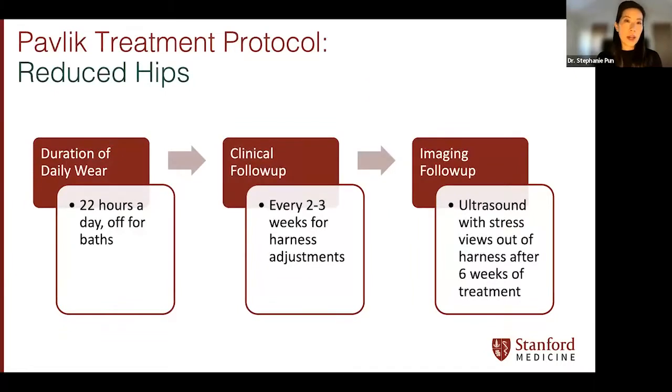The usage of a Pavlik harness differs depending on if the hip is reduced and stable or if you have an unstable hip that is dislocated. So for hips that are reduced, usually we use the Pavlik harness for about 22 hours a day, and we let the parents take off the Pavlik for bath time and for tummy time a couple of hours a day. We follow up every 2 to 3 weeks for harness adjustments because infants in this age range are growing very rapidly.